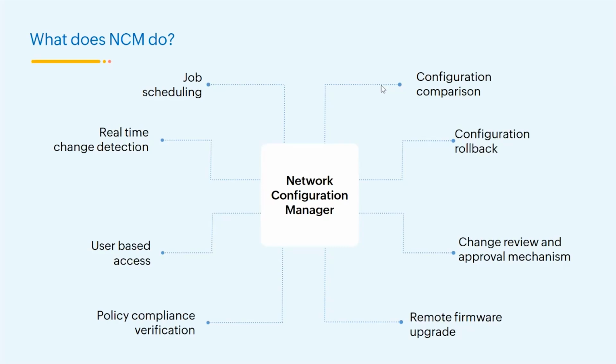Next is configuration comparison. You can compare two configurations from different devices or two configurations from the same device side by side with color coding to improve readability. It also offers real-time change detection so that whenever a configuration change is made on a device, it immediately alerts all network operators.